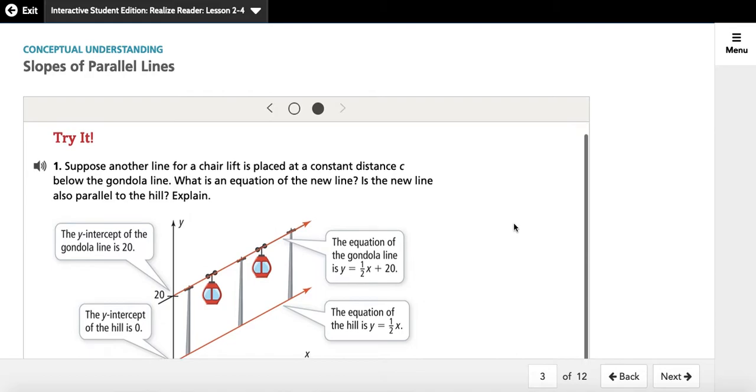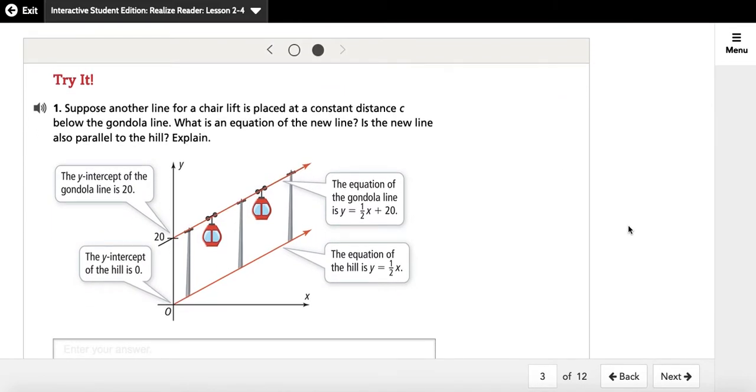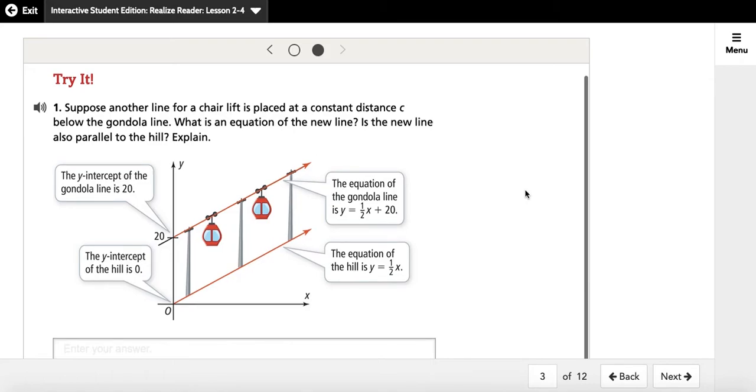Suppose another line for a chairlift is placed at a constant distance c. We don't know where, just calling it c. It's going to be below the gondola line. It's always going to be c below it. First they want to know what's the equation of the new line, and is the new line also parallel to the hill? Explain. Okay, you can click pause and think about that, write down some answers, and then click play.